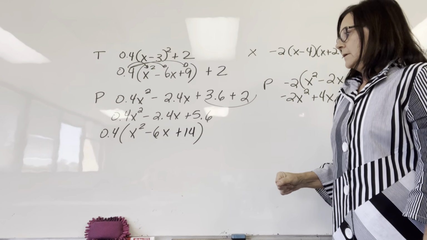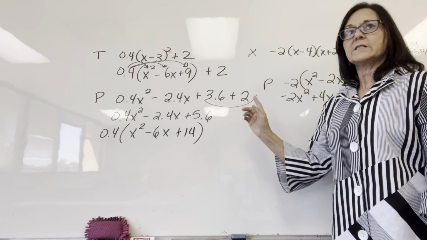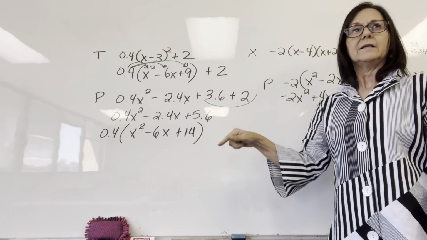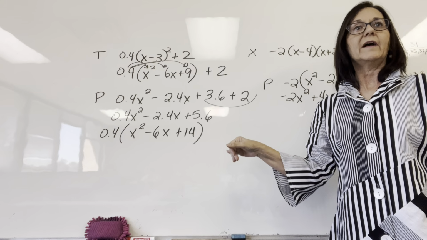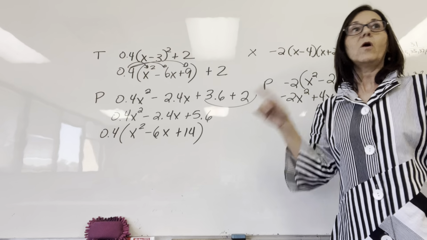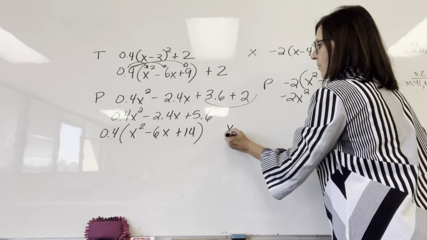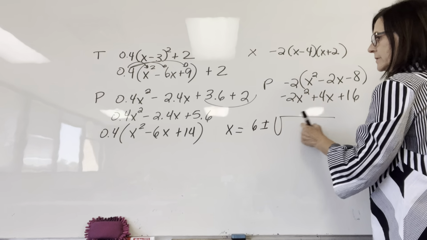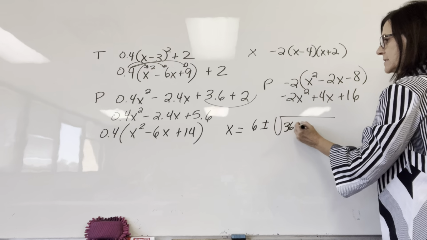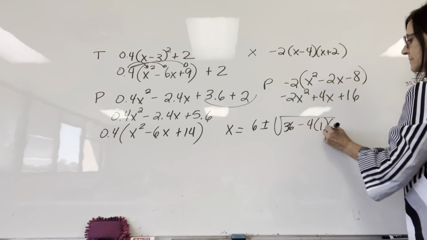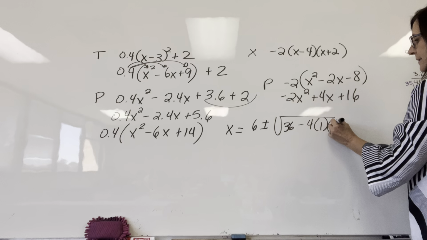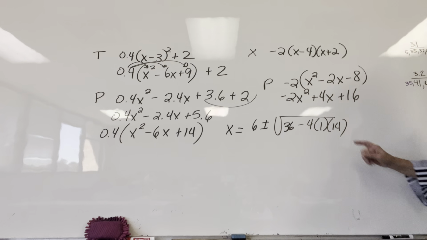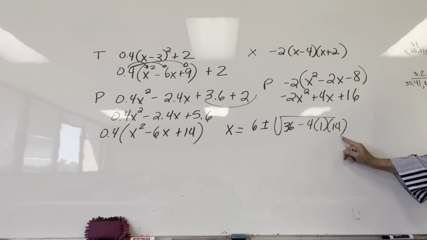Okay. Are there factors of 14 that add to negative 6? No. Is there another way I can find the x-intercepts? Quadratic, that's right. So x equals 6 plus or minus the square root of 6 squared, 36, minus 4 times a times c. What's 4 times 14? 56. Okay, there are no x-intercepts.